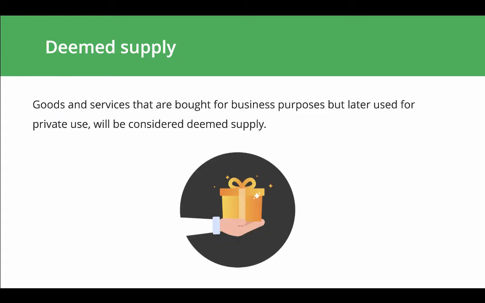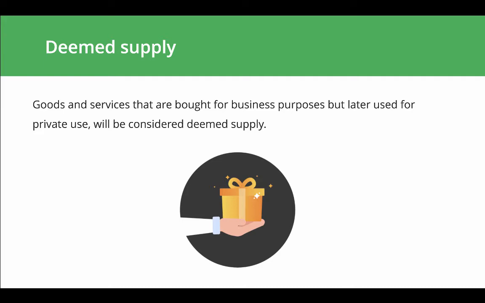Deemed supply. On the whole, goods and services that are bought for business purposes but later used for private use or used as gifts or samples are known as deemed supplies. We can take the example of printers here.